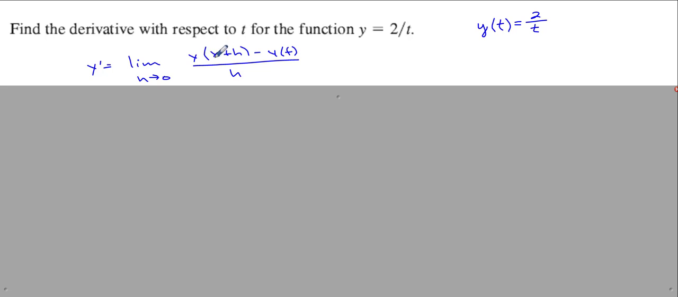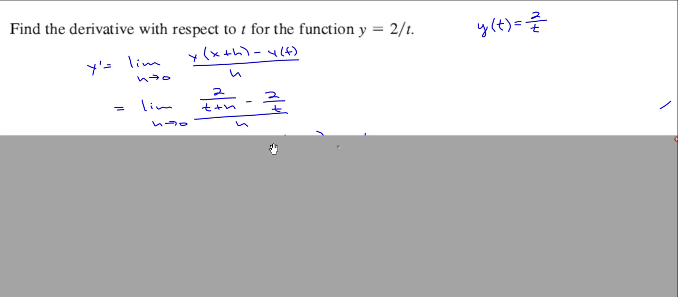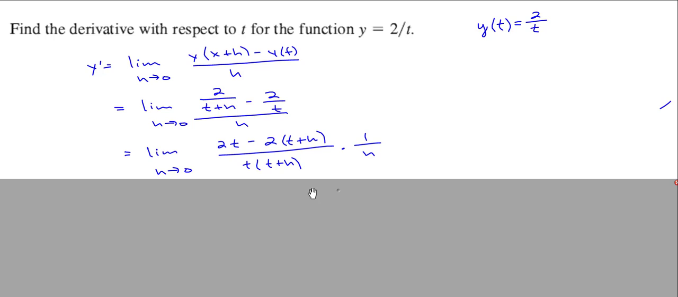I got a sideways t right here. Yes, it's an x, but it's a sideways t. Y of t plus h, now instead of x plus h, minus y of t, all over h. So that'll help us out a little bit. We good right there? First step. Substituting t plus h in for t. This is definitely a common denominator problem. This needs t over t. This needs t plus h over t plus h. And that's what I got. Then the advanced move, multiply by the reciprocal of h, so 1 over h, right? Okay, if you remember how to do that.